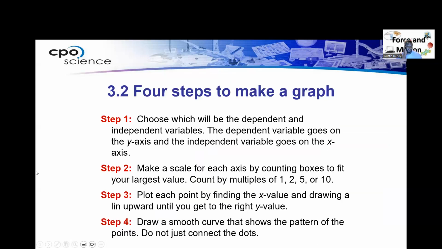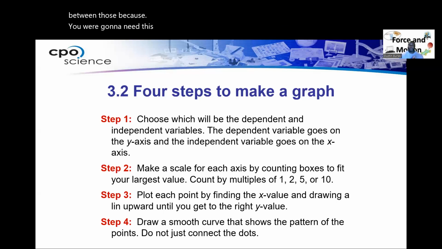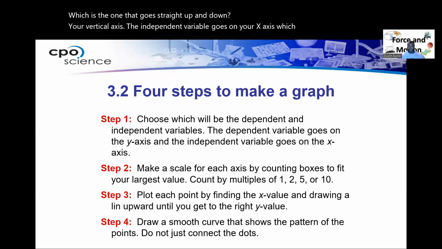So with graphing, the most important part is you always choose what your dependent and independent variable is. That is why we talked about the scientific method and the difference between those, because you were going to need this later on. The dependent variable goes on the y-axis, which is the one that goes straight up and down, your vertical axis. The independent variable goes on your x-axis, which is horizontal, the bottom part.